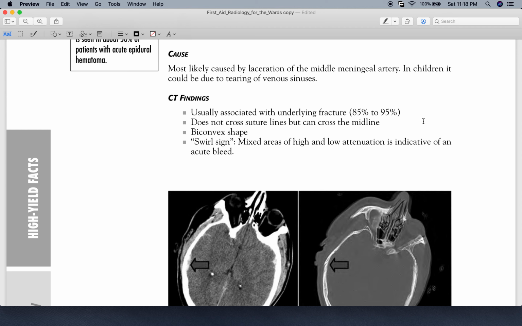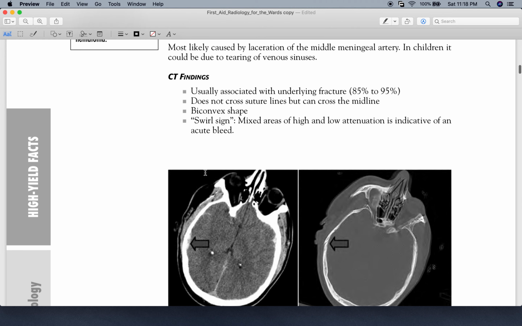What I prefer is what we call the lens shape. Here it says 3, it is the biconvex shape, which I call the lens shape. So the shape of it looks like a lens, so it's biconvex. The next point, the fourth point, is the swirl sign. What about the swirl sign?